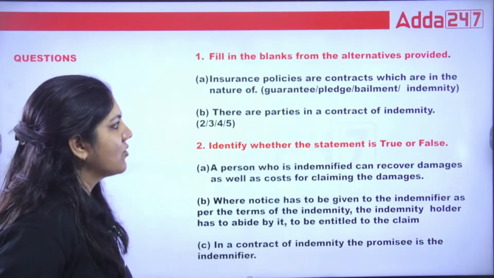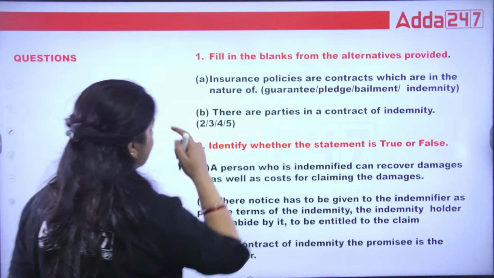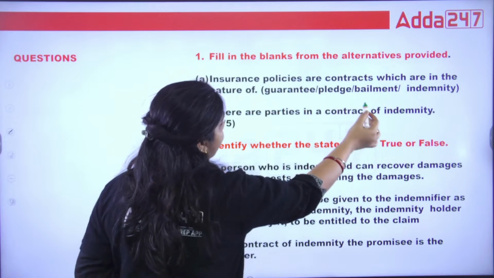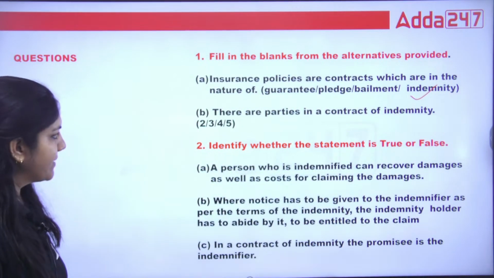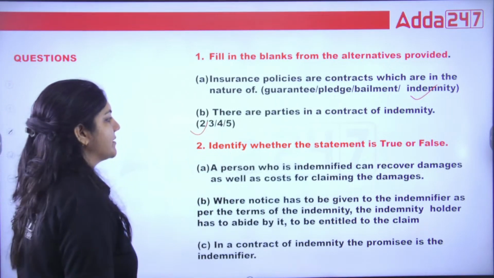Insurance policies are contracts which are in the nature of what? Insurance policies are always in the nature of indemnity. This is the right answer. How many parties are there in a contract of indemnity? So guys, there are 2 parties in a contract of indemnity.